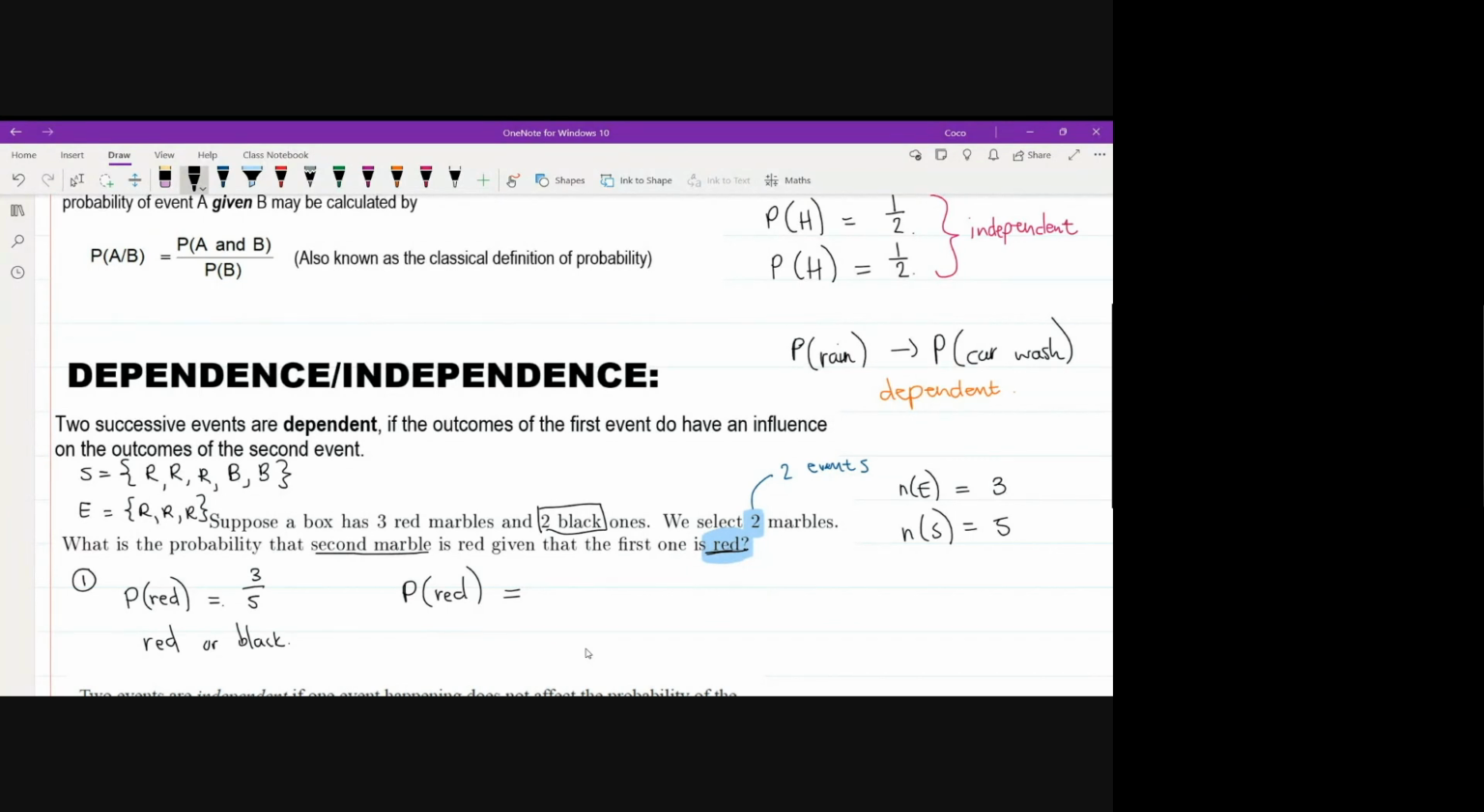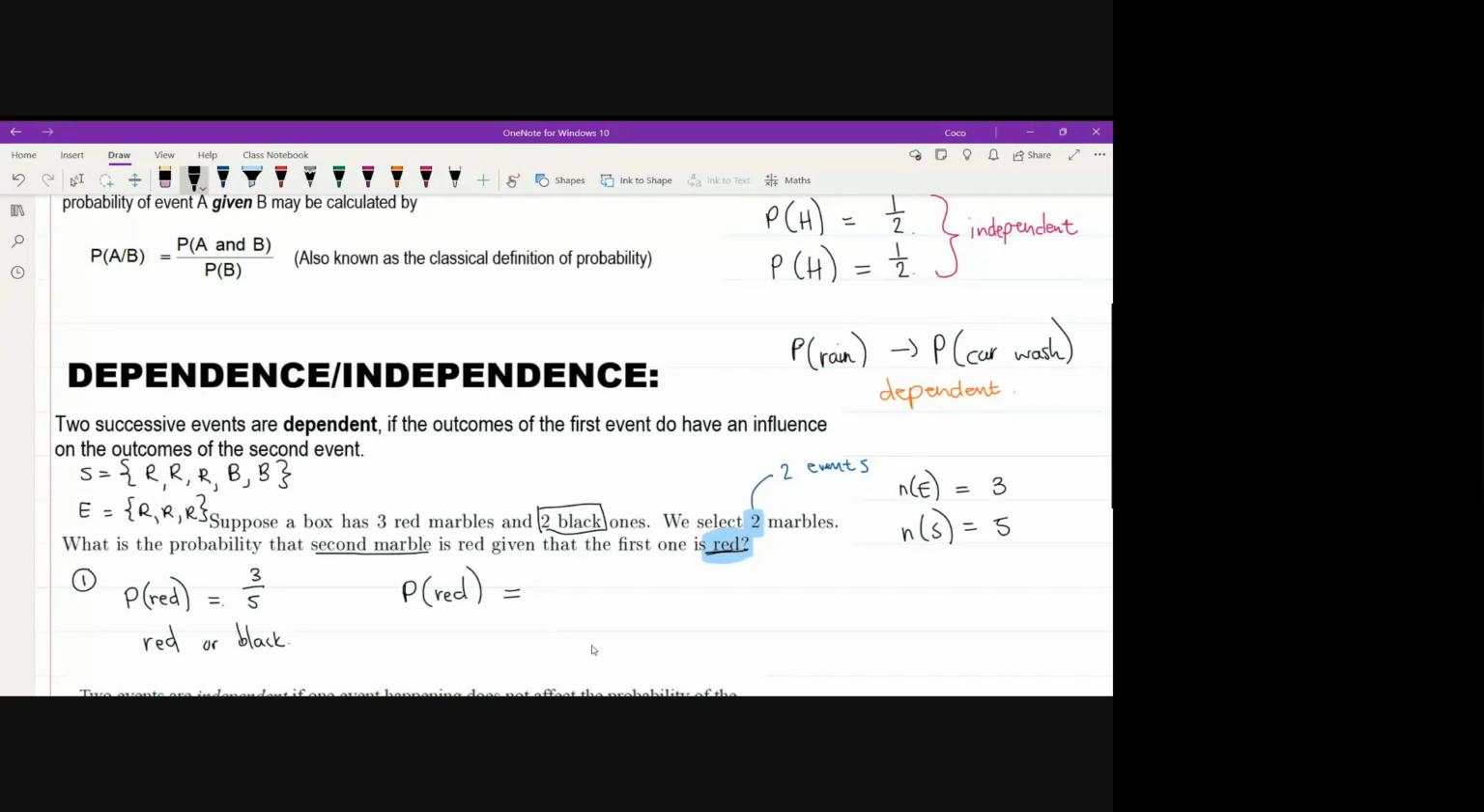Okay, cool. All right. So in this case, we need to use the idea of conditional probability because we are looking at the fact that the first probability affects the second. We don't know whether it's dependent or independent because we don't know whether we pulled out a red marble or a black marble the first time.